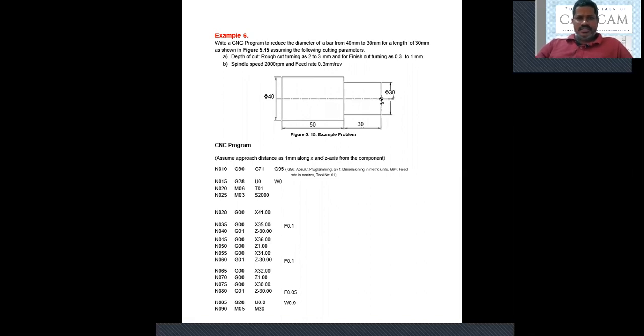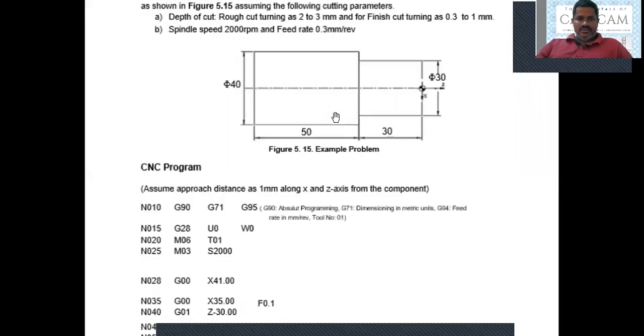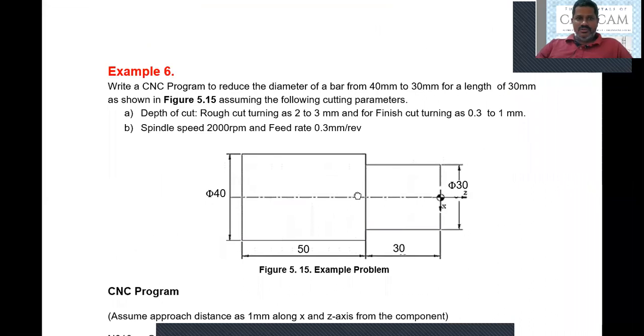Yes, this is the example. Let me read out the problem first. Write a CNC program to produce the diameter of a bar from 40 mm to 30 mm for a length of 30 mm. So initially we have a bar of 40 mm diameter and its length is 80 mm. For 30 mm length, we need to reduce its diameter from 40 to 30.